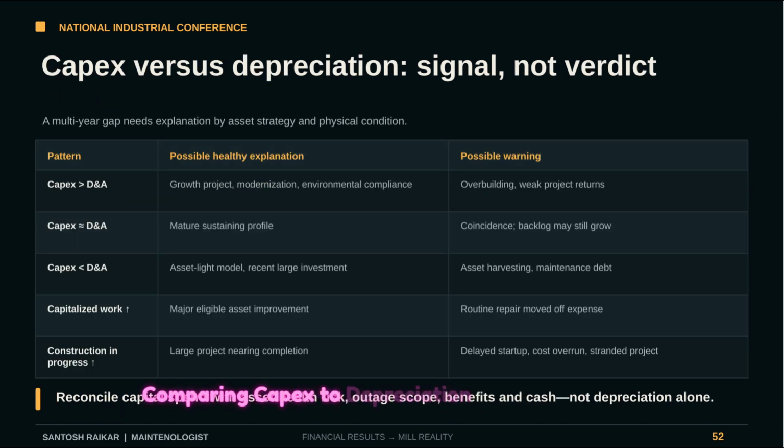Comparing capex to depreciation provides a signal, not a verdict. If capex is consistently lower than depreciation, it's a warning of asset harvesting and growing maintenance debt. Reconcile this with your actual asset health risks.